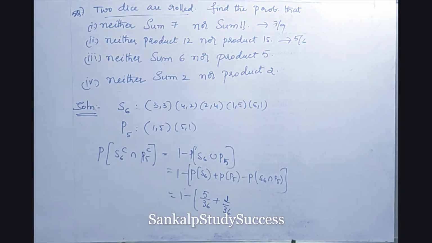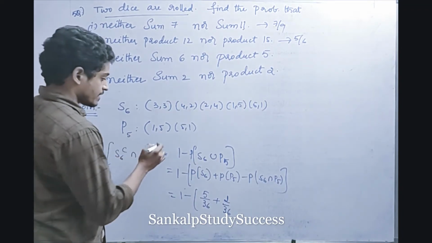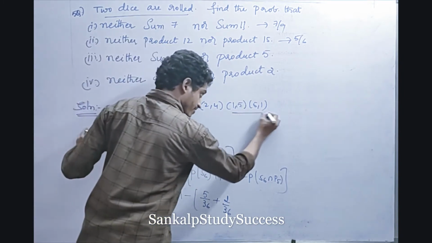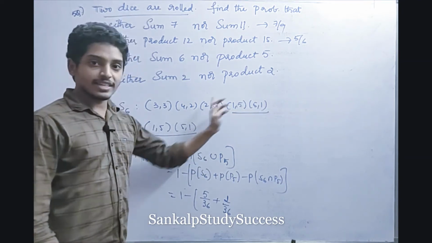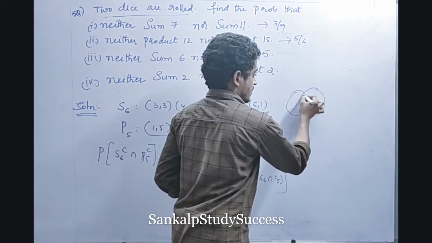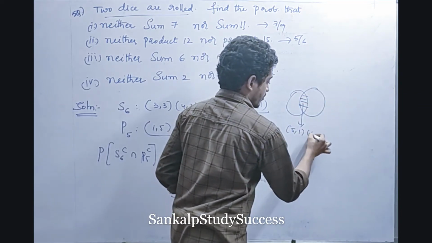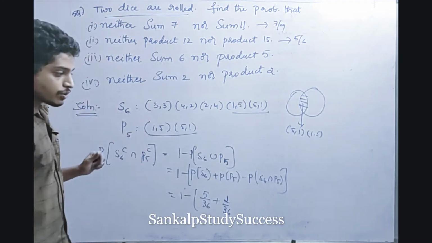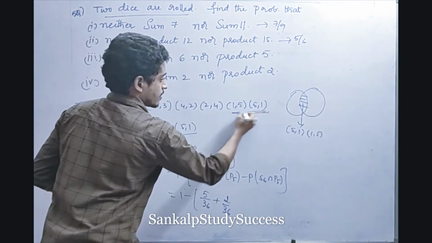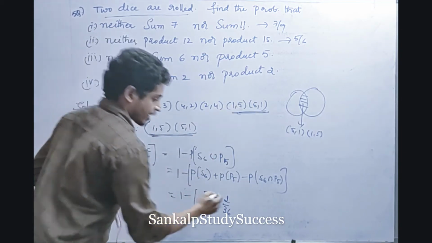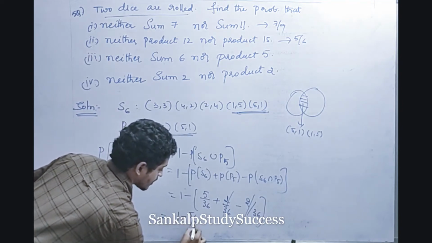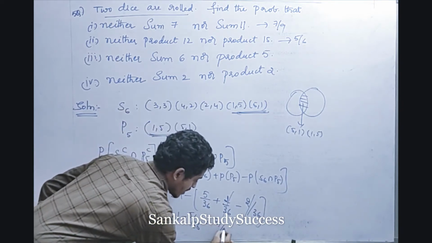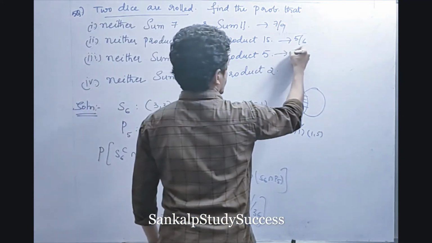Now we have to check whether this particular event is dependent or independent. Here 1, 5 and 5, 1 are there in one, and 1, 5 and 5, 1 are there in the other. Both are not disjoint, there is a common point, so this is a dependent event. For this question, how many combinations are common? Only 2, 1, 5 and 5, 1. So minus 2 divided by 36. These two get cancelled. 1 minus 5 by 36 equals 36 minus 5, which is 31 by 36. The value is 31 by 36.